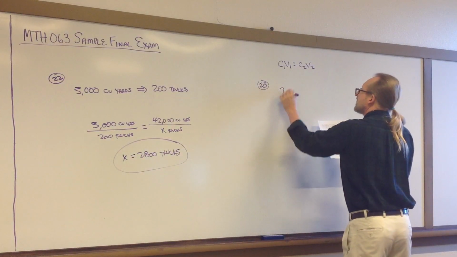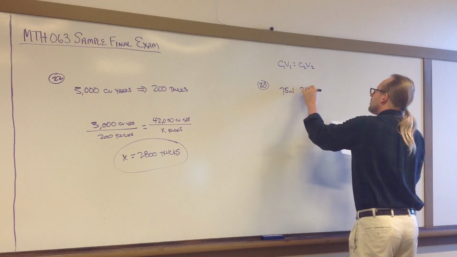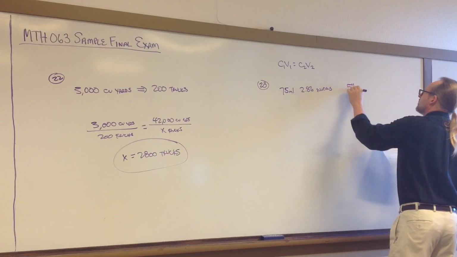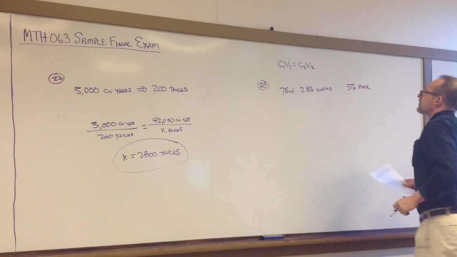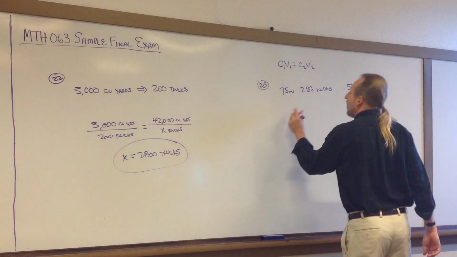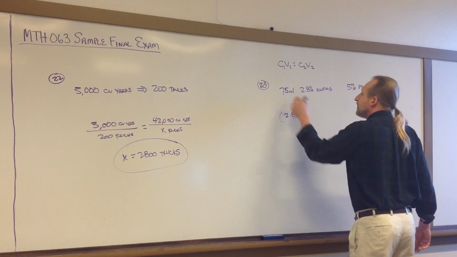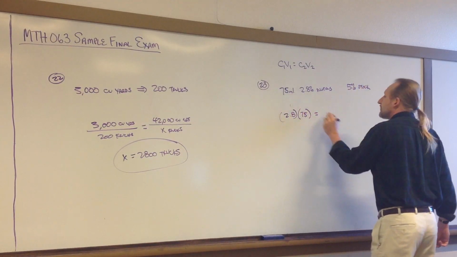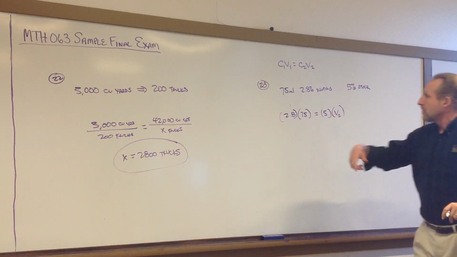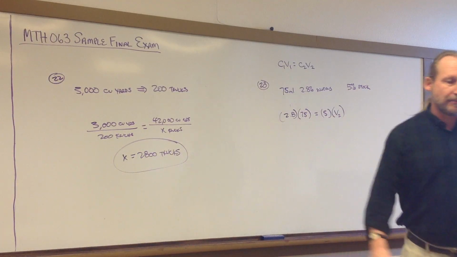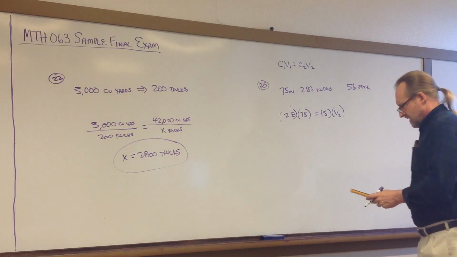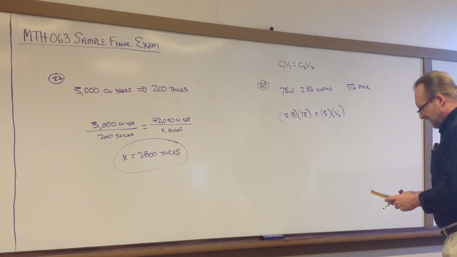So, we want to make 75 milliliters of a 2.8 solution from a 5% stock. How much will we need? Okay, so let's see here. Our C1 is 2.8, V1 is 75. Here C2 is 5, and V2 is what we're solving for. So, we're going to multiply these two and divide by the 5. 2.8 times 75, and then divide that by 5.